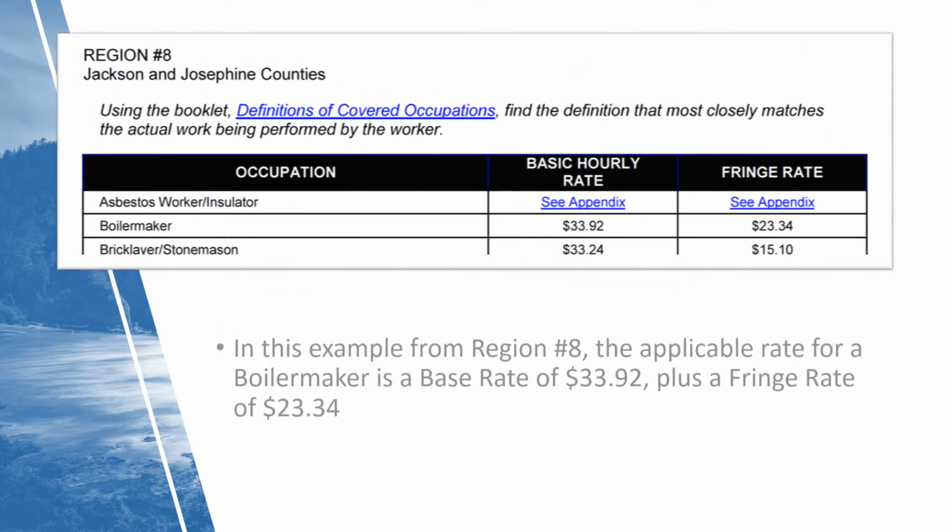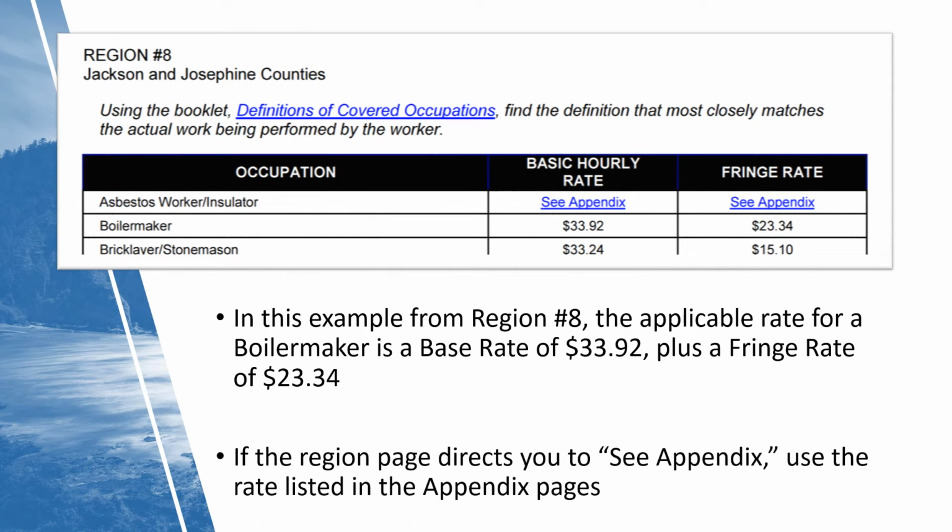Here, in this example, the applicable rate for a boilermaker is a basic, or base, hourly rate of $33.92 and an hourly fringe rate of $23.34. Therefore, an employee performing the typical duties of the boilermaker classification is due at least $57.26 per hour in total compensation. Unless the employee is a registered apprentice or trainee, this is the minimum hourly rate that an employer is required to pay. I'll explain what rate to use for apprentices a little later.